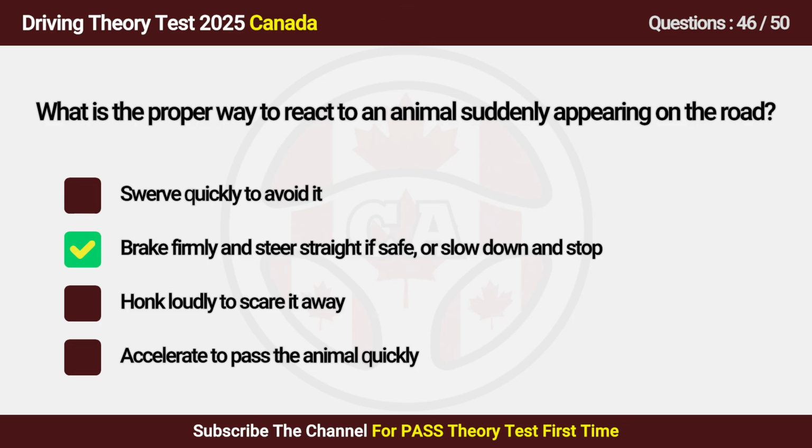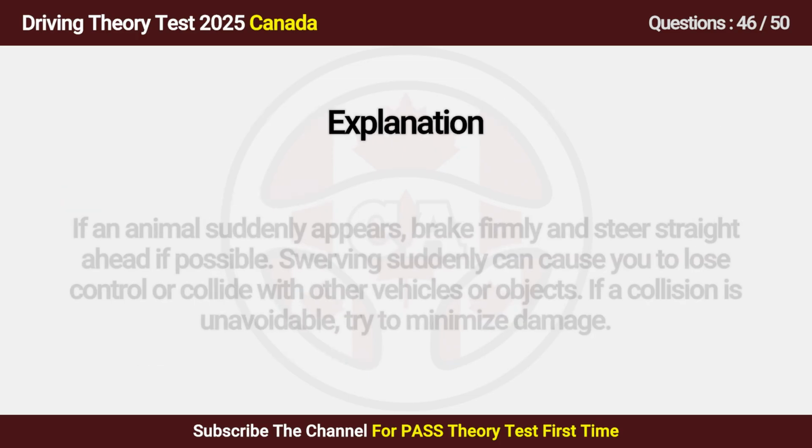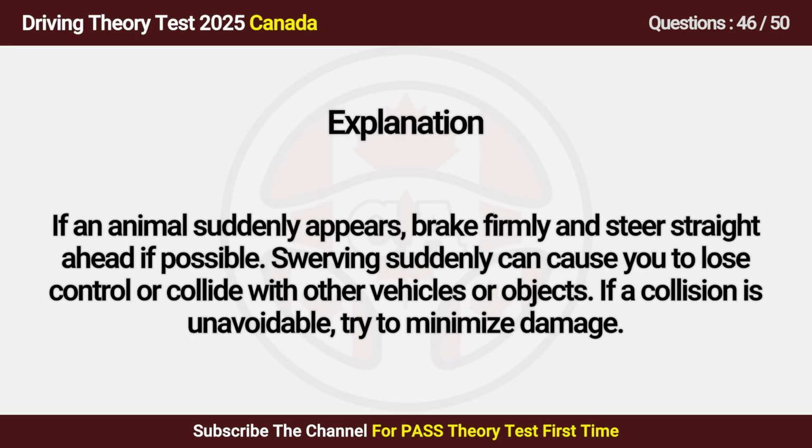Answer is B. Brake firmly and steer straight if safe or slow down and stop. If an animal suddenly appears, brake firmly and steer straight ahead if possible. Swerving suddenly can cause you to lose control or collide with other vehicles or objects. If a collision is unavoidable, try to minimize damage.